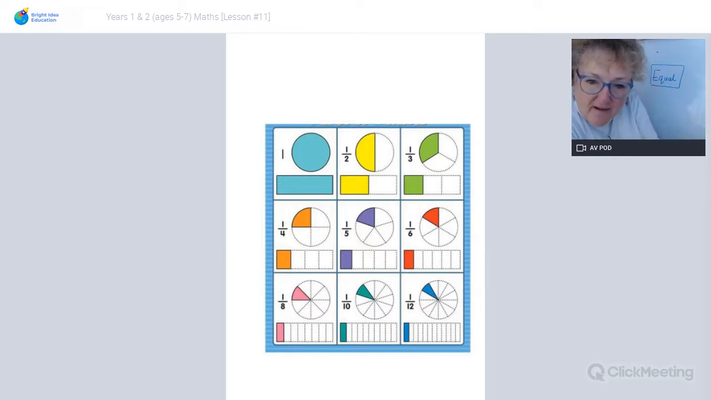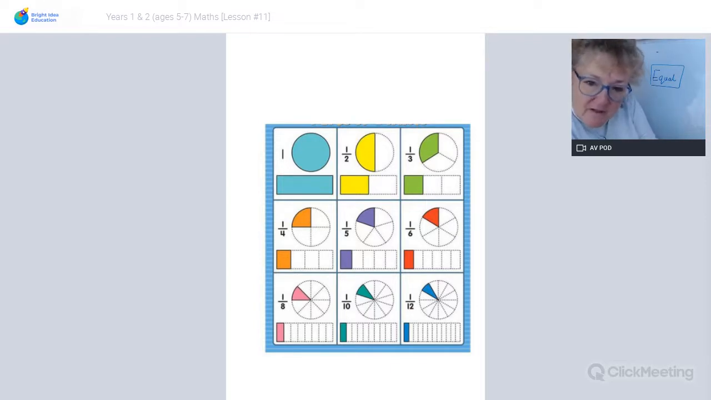If 1/3 of that pie, if that green bit is the bit that we are going to have, how much do we leave? That's right, 2/3, because 3/3 make the whole pie. How about the chocolate bar?